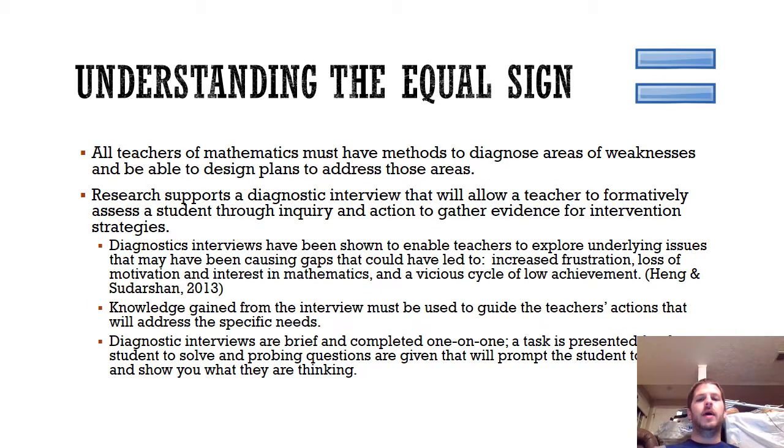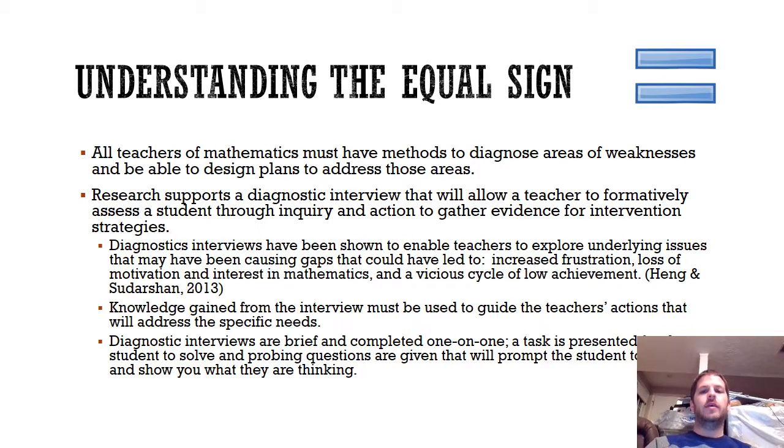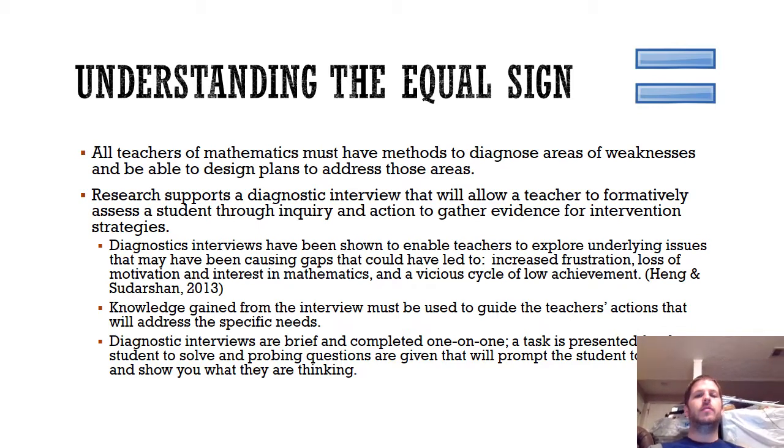All teachers of mathematics must have methods to diagnose areas of weaknesses and be able to design plans to address those areas. Research supports a diagnostic interview that will allow a teacher to formatively assess a student through inquiry and action to gather evidence for intervention strategies.